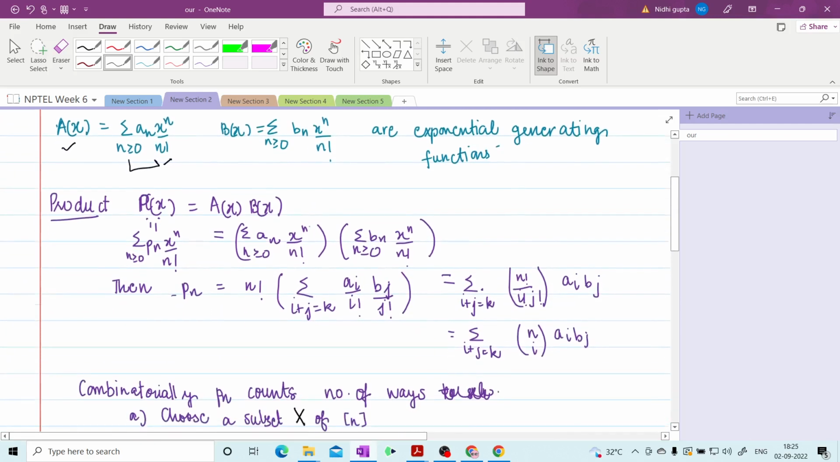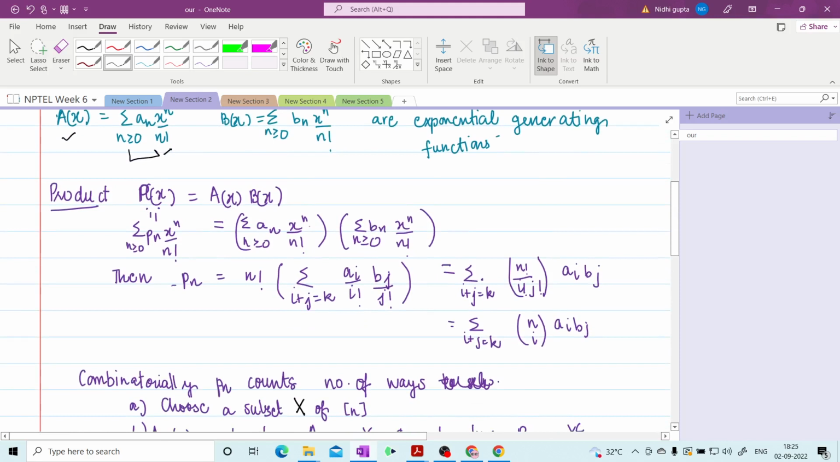We'll proceed similarly. First we see algebraically what we get for the product term. If P(x) is the product of these two exponential generating functions, and p_n is the coefficient of x^n by n factorial, then what is p_n algebraically?